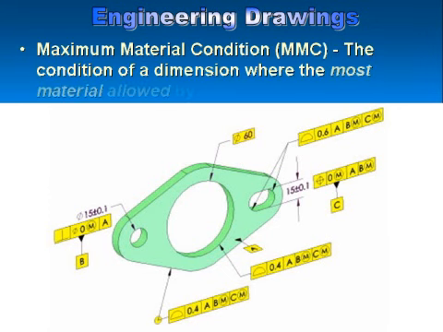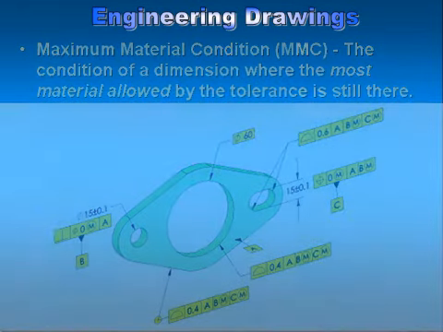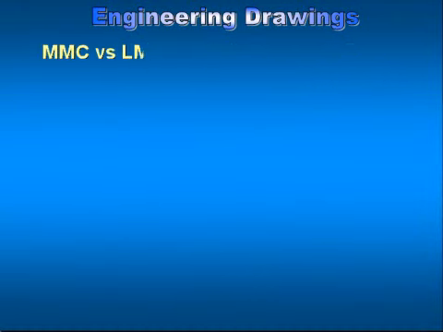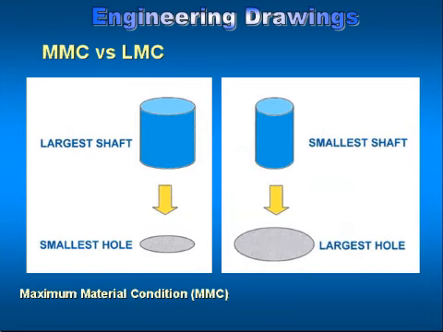The maximum material condition is the condition in which the size of a feature contains the maximum amount of material within the stated limits of size. The example given here includes a minimum hole diameter and maximum shaft diameter, both of which result in the greatest possible amount of material being used. Next, we'll discuss the least material condition as referenced with the example on the right-hand side of your slide.